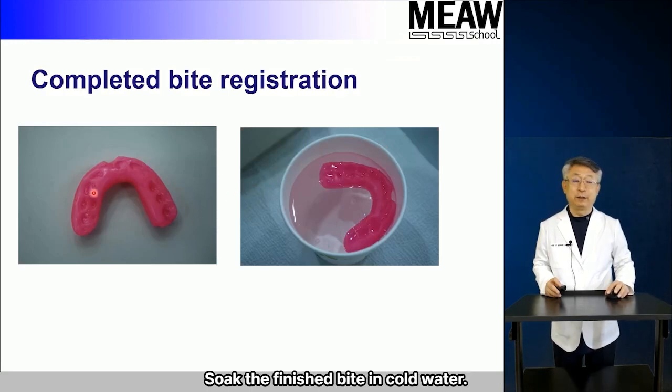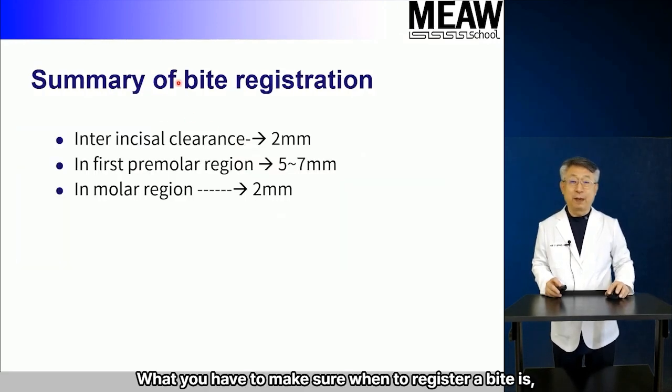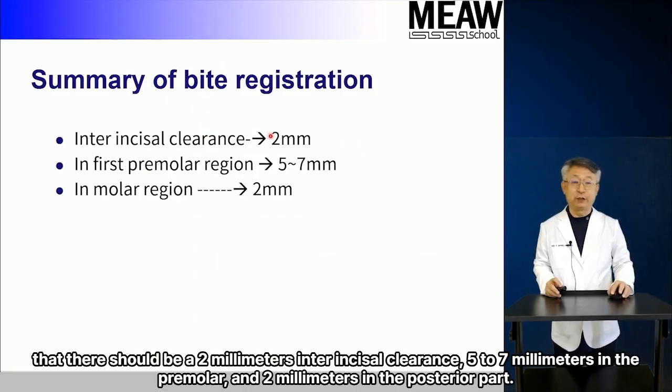Soak the finished bite in cold water. What you have to make sure when registering a bite is that there should be a 2 millimeters interincisal clearance, 5 to 7 millimeters in the premolar, and 2 millimeters in the posterior part.